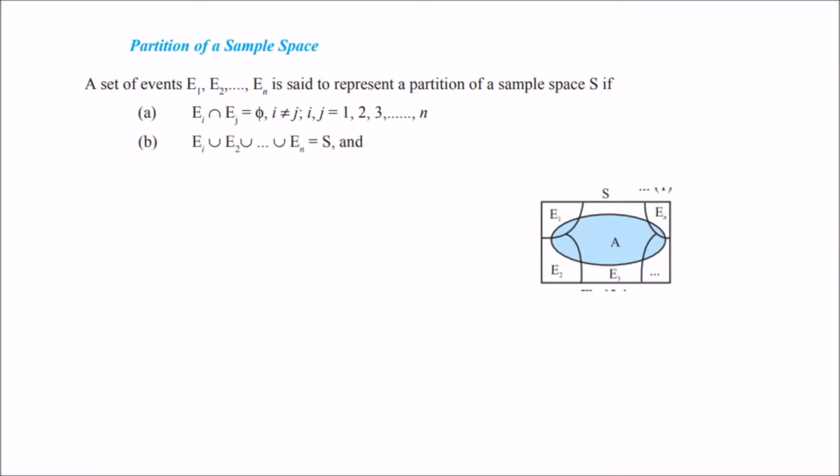The second condition is that their union gives the sample space. That means when we take the union of E1, E2, E3 and so on, we get the sample space. Third, each is non-empty. E1 is non-empty, E2 is non-empty, up to En. Then they are known as a partition of the sample space. E1, E2, E3, En are called a partition of the sample space.